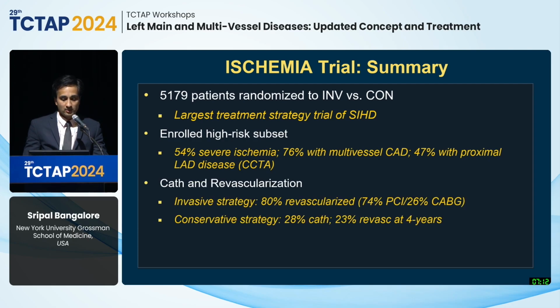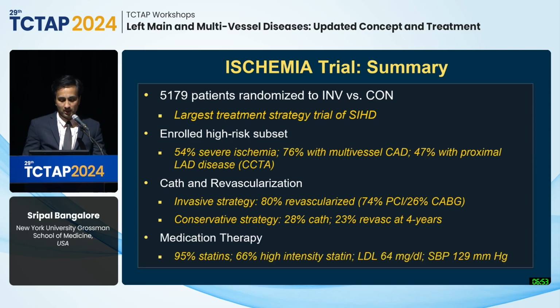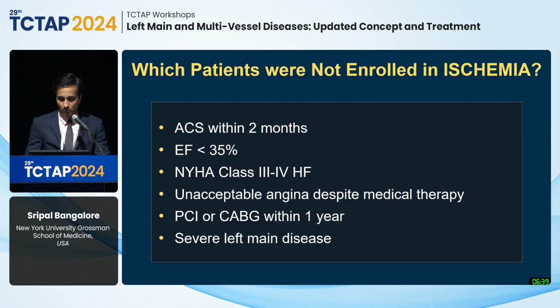If patients were randomized to the invasive strategy, 80% were revascularized, three-quarters with PCI and one-quarter with CABG. So there was a good proportion of patients who underwent CABG in the ISCHEMIA trial. If you were randomized to the conservative strategy, at 4 years 23% underwent revascularization, and most of it was for a primary endpoint event. In terms of medical therapy, there was high adherence. 95% were on a statin, two-thirds of them on high-intensity statins. The median achieved LDL was 64, and the systolic blood pressure was 129.